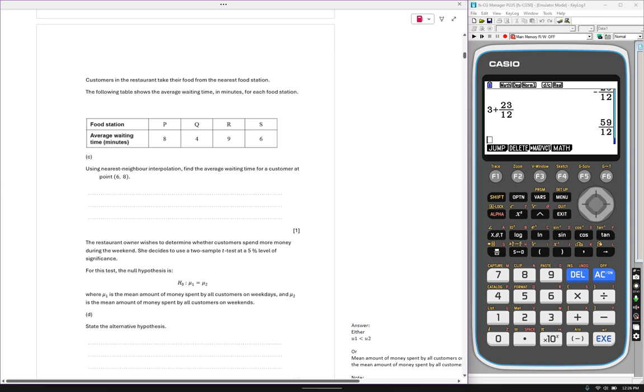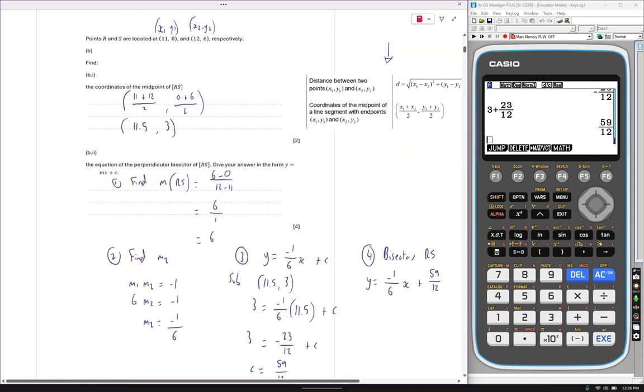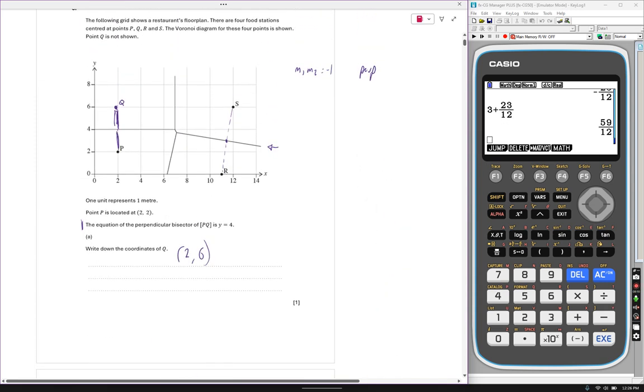Next, customers in the restaurant take their food from the nearest food station. The following table shows the average waiting time in minutes for each food station. So if you're getting food from P, you're waiting 8 minutes. From Q, you're waiting 4. From R, you're waiting 9. And from S, you're waiting 6 minutes on average. Using the nearest neighbor interpolation, find the average waiting time for a customer at the point (6, 8). So back to the diagram, the point (6, 8) is going to be up here. That coordinate that I just wrote in, that is (6, 8).